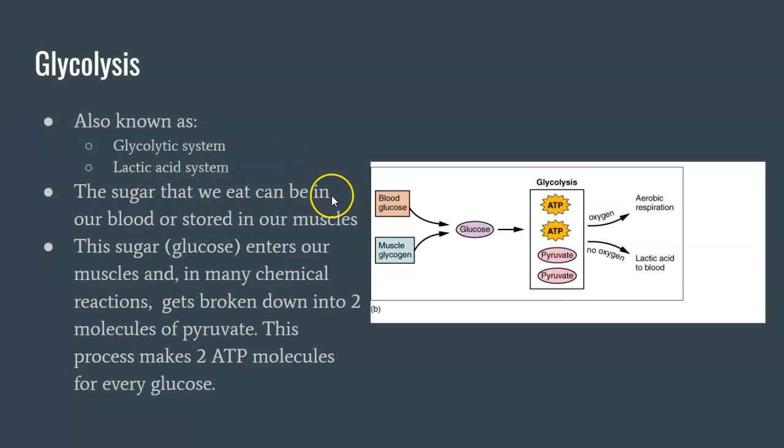But basically, we have sugar, the sugar that we eat, that's like the glucose that we eat. We eat sugar, and that sugar is usually just like glucose. That glucose can be in our blood, it could be in our muscles, but basically that glucose can be broken down into two molecules of pyruvate, which is a really small molecule. And then from that, we also get two ATP molecules. All right, so there's a series of chemical reactions that happen here to go from glucose to pyruvate. But the important idea is that we get two ATPs for every glucose molecule that we break down.